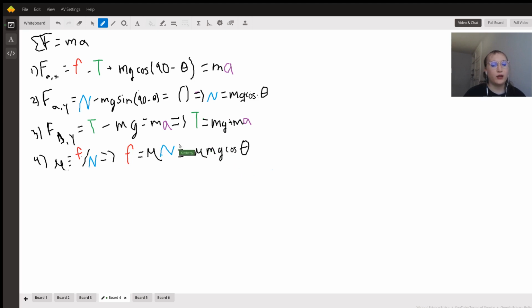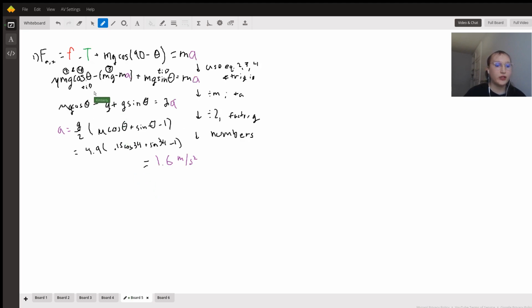Now we can look at equation 1 and we can finish the problem. Using equations 2 and 4, we change F into mu mg cosine theta as we discussed earlier. Then using equation 3, we turn T into mg plus ma. And using a trig identity, we turn the mg cosine(90 minus theta) into mg sine theta, and that's all equal to ma. Now we have one equation and one unknown, so we can rearrange things, insert our numerical value, and get that acceleration is equal to 1.6 meters per second squared.